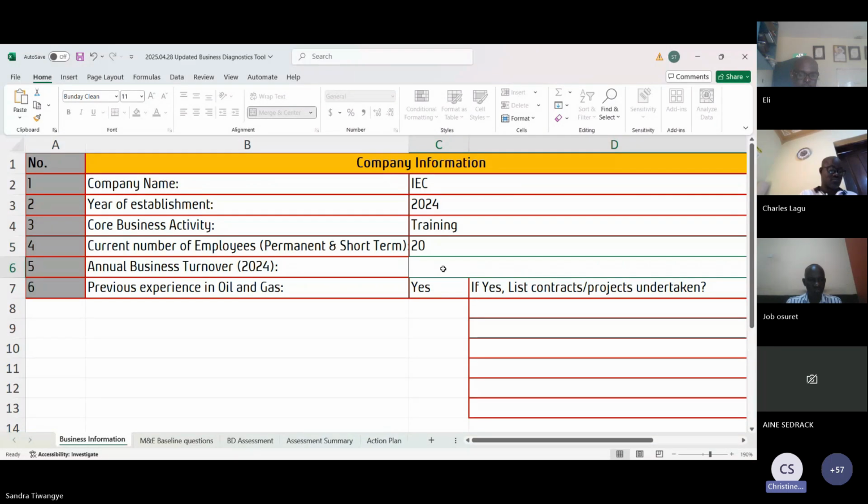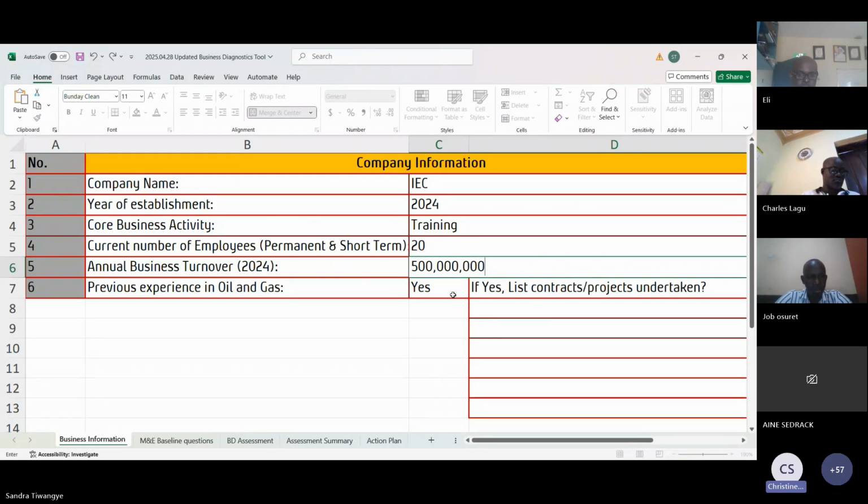So at the moment, our dummy company has 20 employees. What was our annual business turnover? That was about 500,000 or 500 million Uganda shillings. So that's our dummy company.